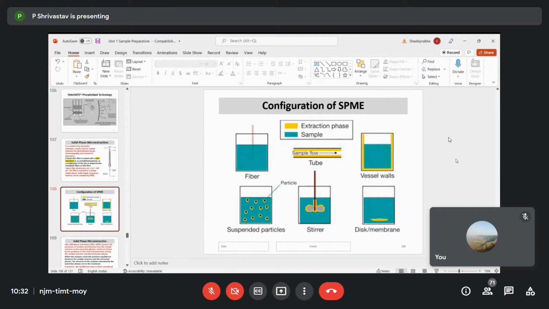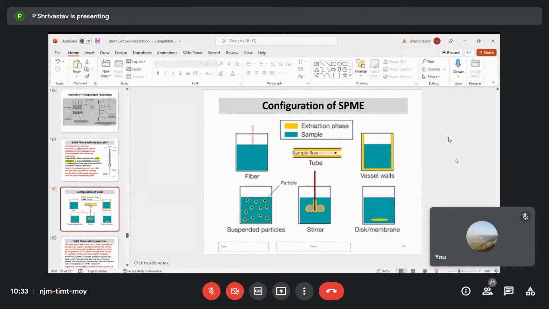These are certain, I mean, I can ask you many short questions here. One short question could be, what is the purpose of hybrid SPE? So your answer would be, the main intention of using hybrid SPE is to remove proteins as well as phospholipids. That would be your answer. So this is one short question.